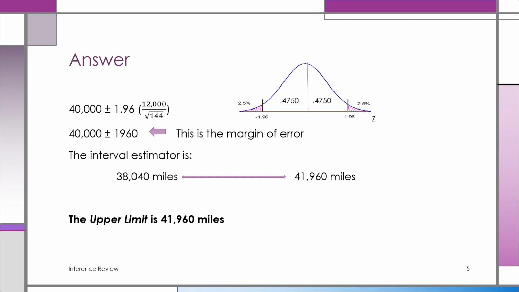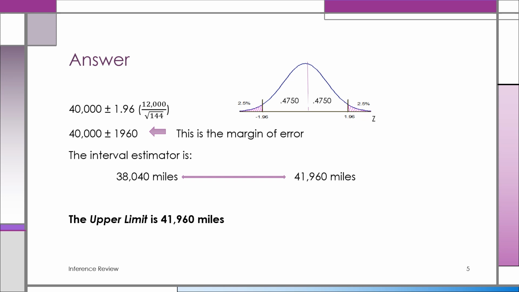The interval we come up with goes from 38,040 miles all the way up to 41,960 miles. And what we say about this is that the probability that this interval estimator that goes from 38,040 to 41,960 does contain the true mean of the distribution of the population is 0.95, or at least 0.95.